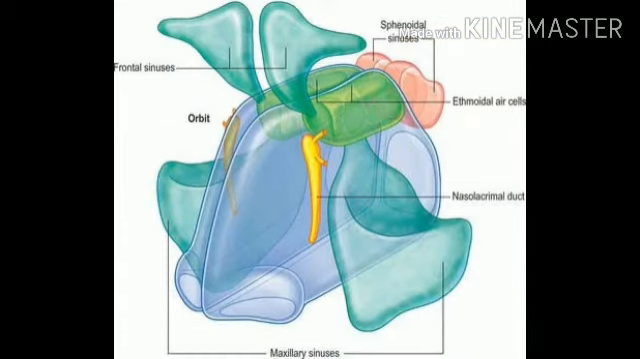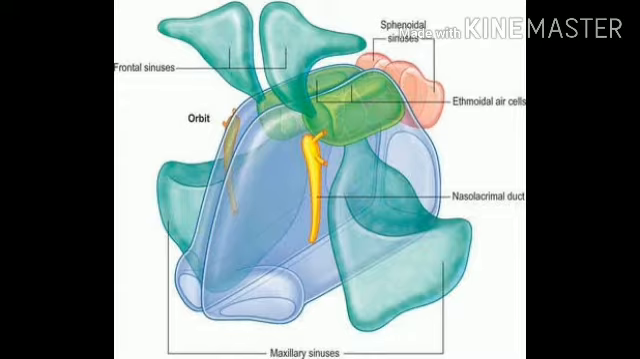The paranasal air sinuses are 8 in number, 4 on each side. They are the right and left frontal air sinuses, right and left ethmoidal air sinuses, right and left maxillary air sinuses, and right and left sphenoidal air sinuses.